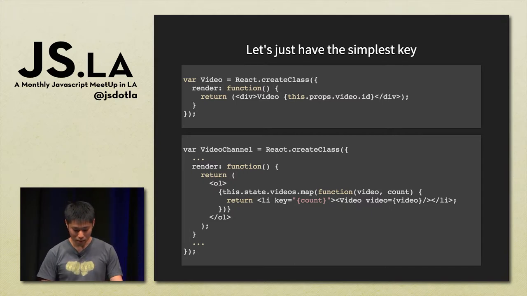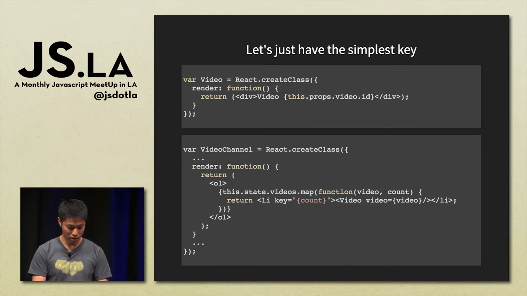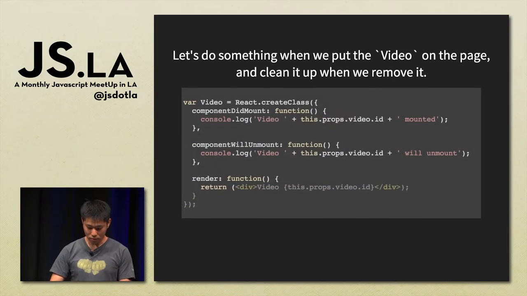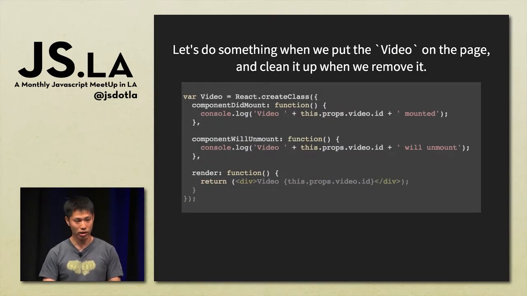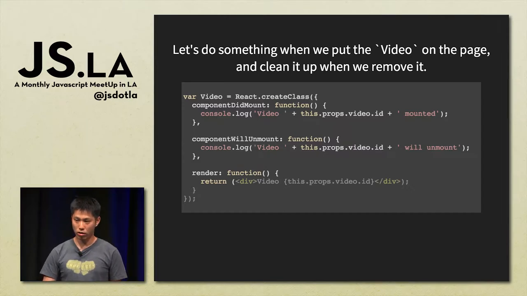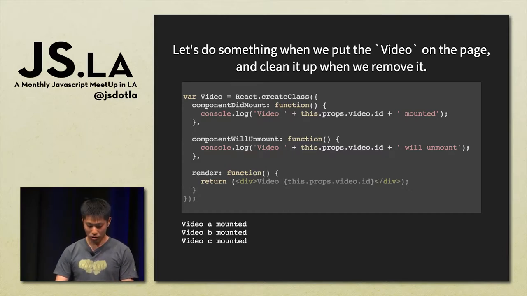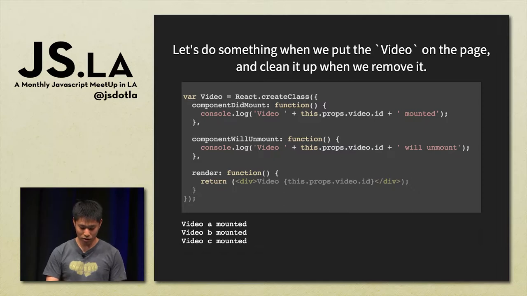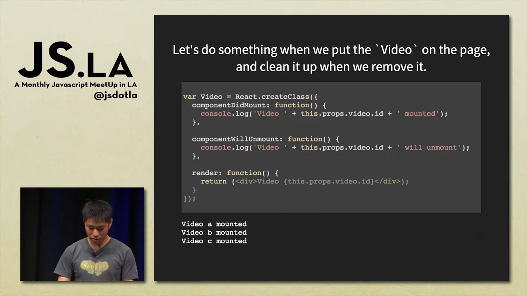It works, but is the array index always the best key? Even though it works in this case, let's elaborate more and see. Now, when I'm rendering a list of videos, I want to do something when the video is put on the page, and also when the video is removed from the page, which is when it's unmounted. I'm just doing some console log here, and assume we're doing something special there. When I execute it, you will see that A is mounted, B is mounted, C is mounted. It's expected, right? It's all good.